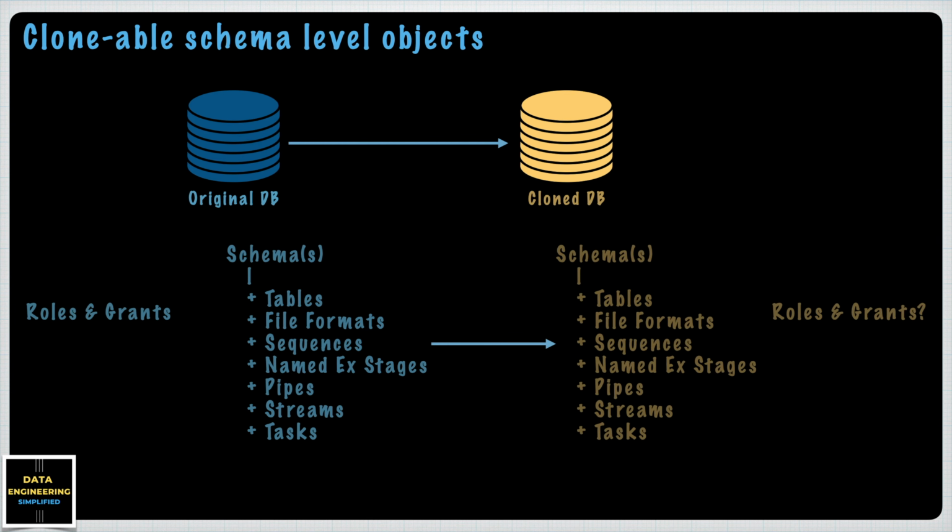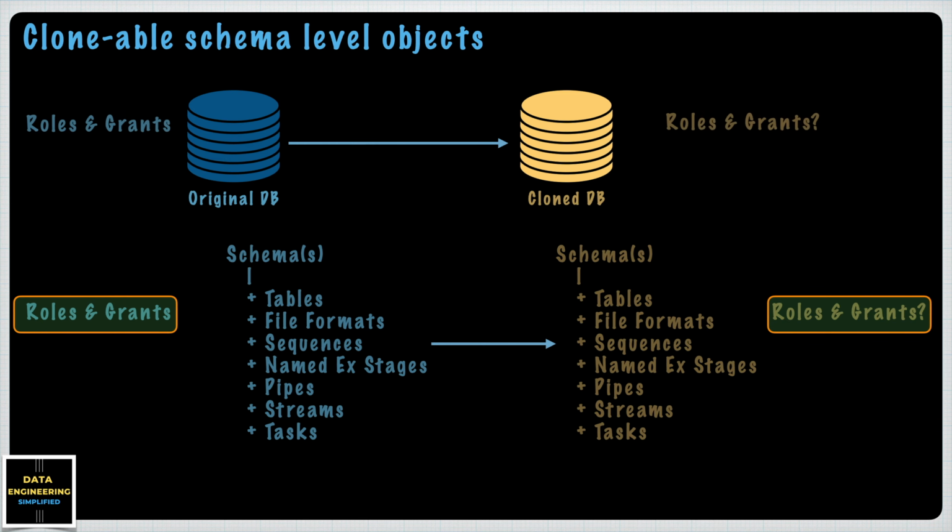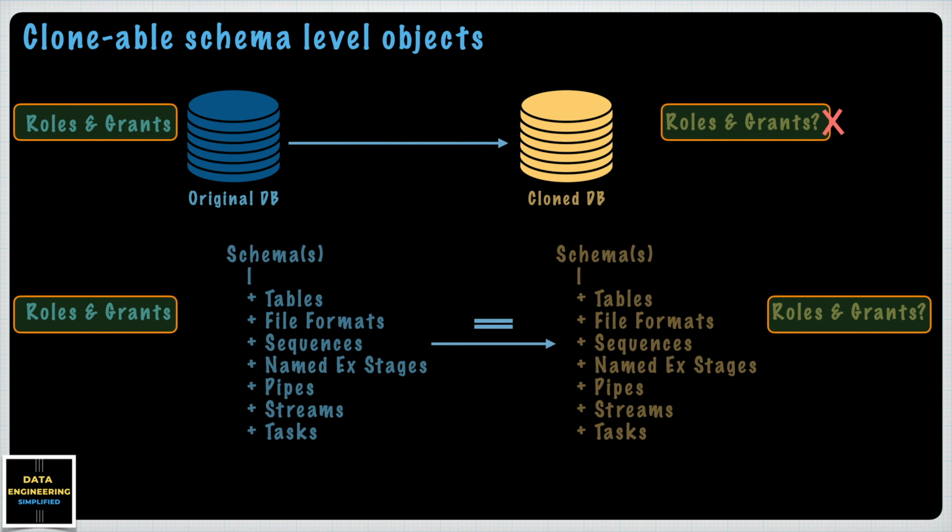When it comes to database cloning, the roles and grants are also cloned for a child object, meaning for a schema or a table level. However, the database level grants and roles are not copied. So in this case, the schema and all other objects under the schema, along with their grants, will be cloned, but DB grants will not be cloned. A very important point to remember.